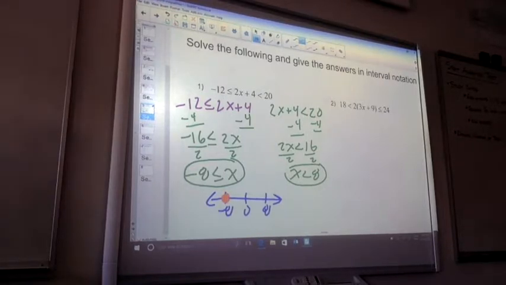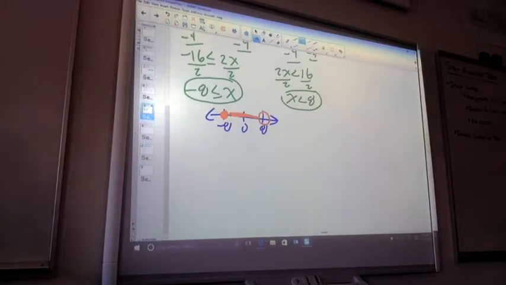Is it a solid or an open dot at 8? Open. I'm going to shade in between the two. Okay, remember, you shade in between the two. So it doesn't really matter what the inequality signs are, right? You just shade them too.